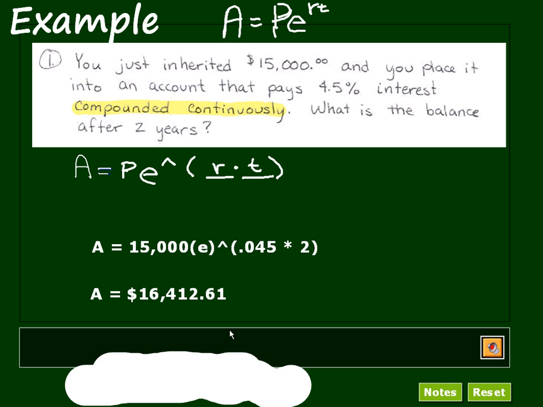We also talked about, well, this is the amount in the account, but if all I was asking for was the interest, then I would want to subtract off that 15,000 that I started with, because the bank didn't pay me $16,000. 15,000 of it was mine, or yours, and they only really paid you 1,412, which is really very good. But interest rates are not that high right now.